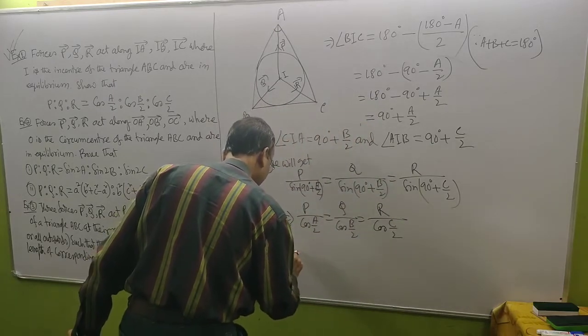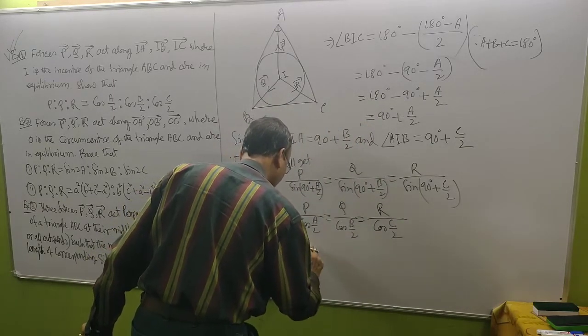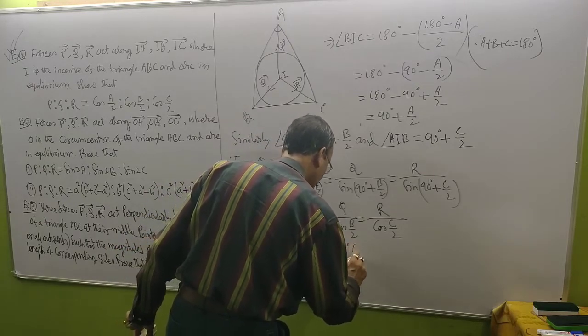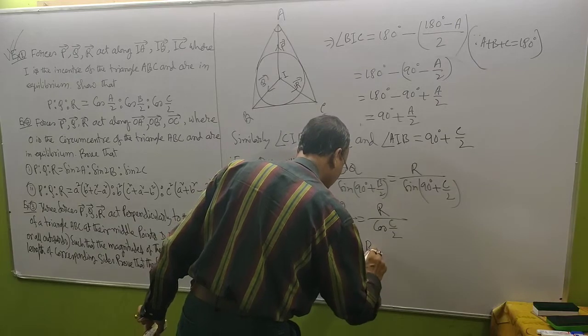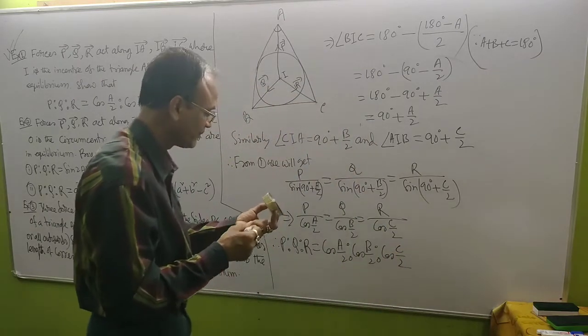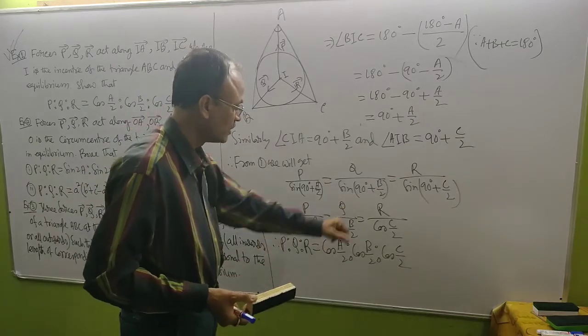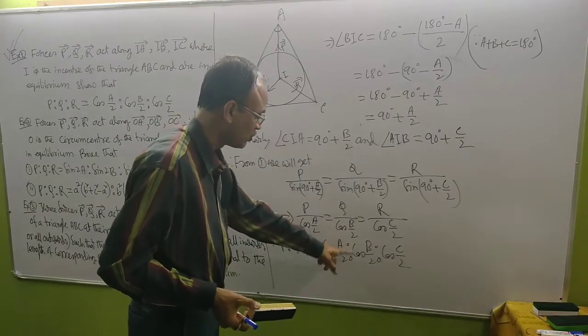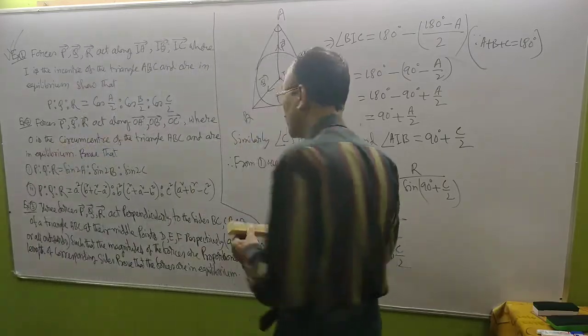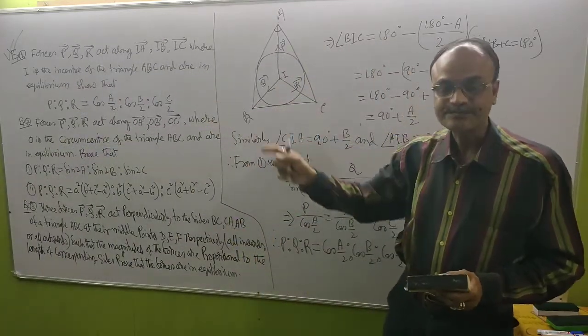Therefore, P is to Q is to R equal to cos A by 2 is to cos B by 2 is to cos C by 2. Therefore, we have proved number 1.